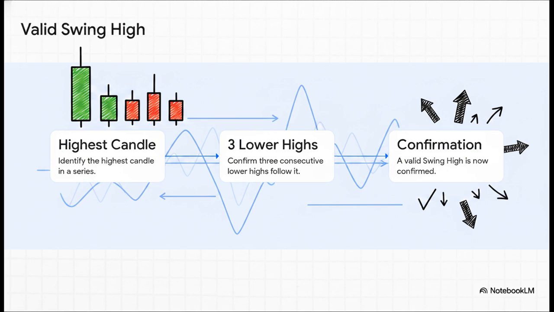First, you just find the candle with the highest peak in a move. But, and this is the most important part, you don't do anything yet. You have to wait. You need to see 3, count them, 1, 2, 3, consecutive candles form after that high point, and each one needs to have a high that is lower than the one before it. Once you get that third candle, boom, that's it. You now have a confirmed, valid swing high.